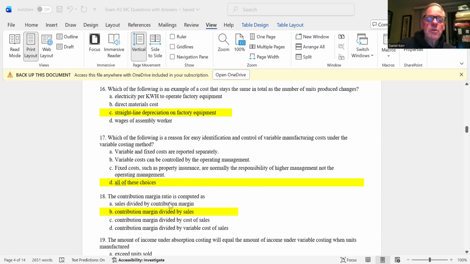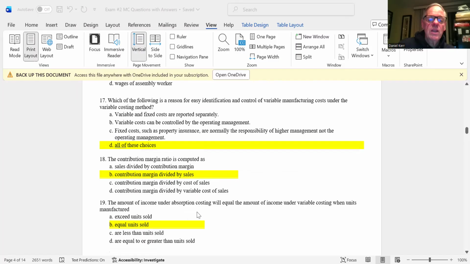18, contribution margin ratio is computed as contribution margin divided by sales. That's the definition of the contribution margin ratio. The answer there is B.